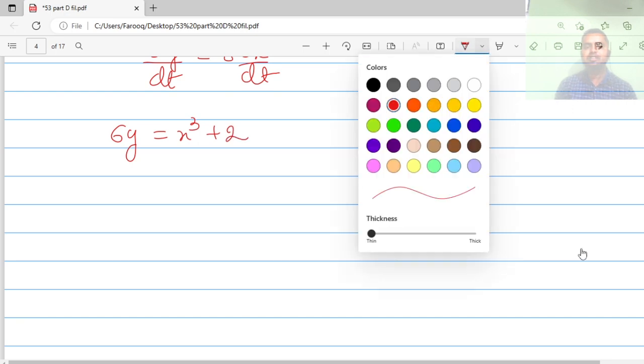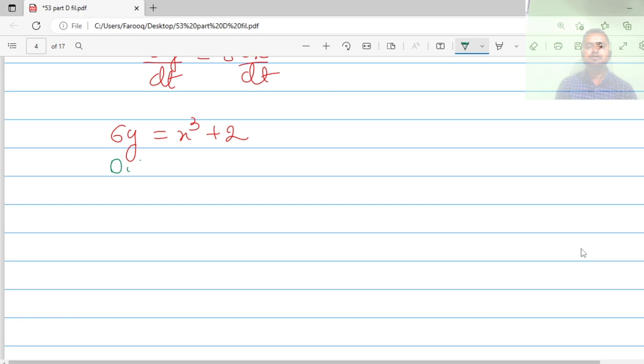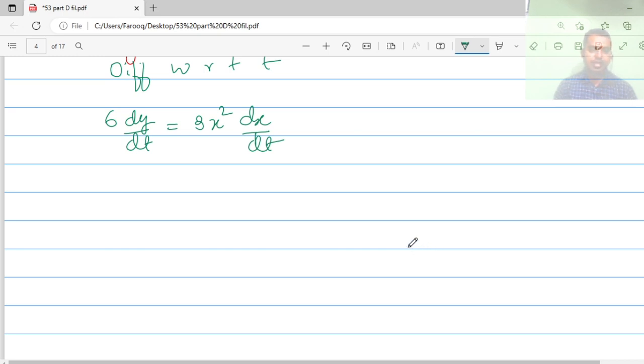Differentiating with respect to t: 6 dy/dt. Derivative of x³ is 3x² dx/dt. Derivative of 2 is 0, that we are not writing here. That is 6 dy/dt as it is. Replace this dy/dt and write instead 8 dx/dt, equal to 3x² dx/dt.